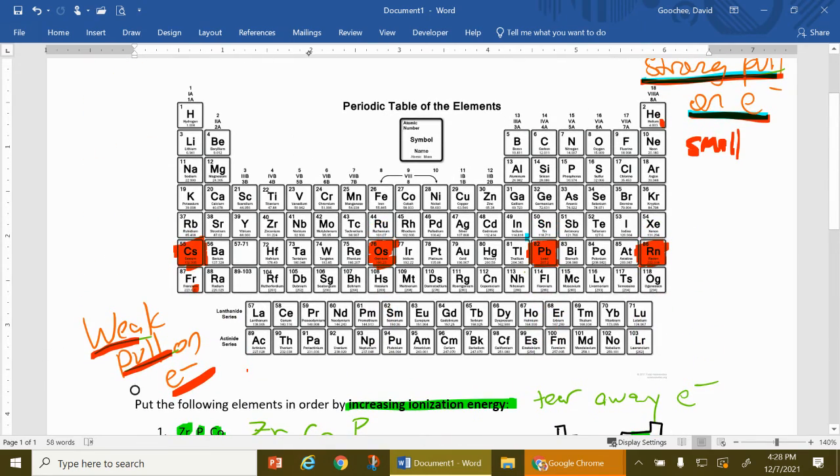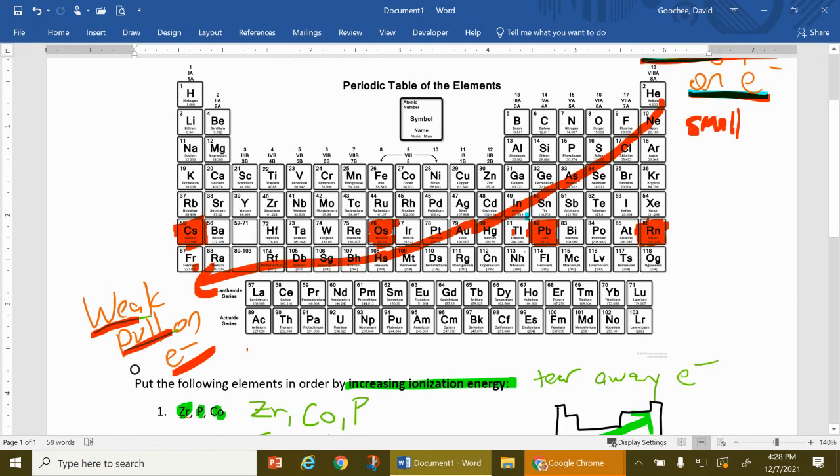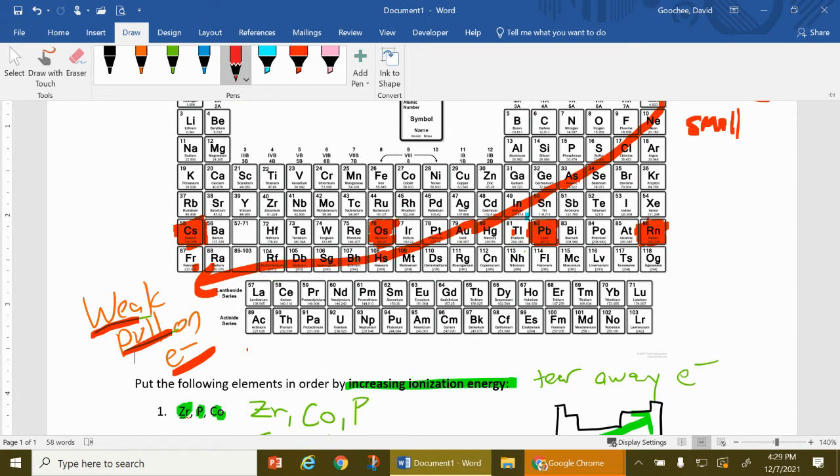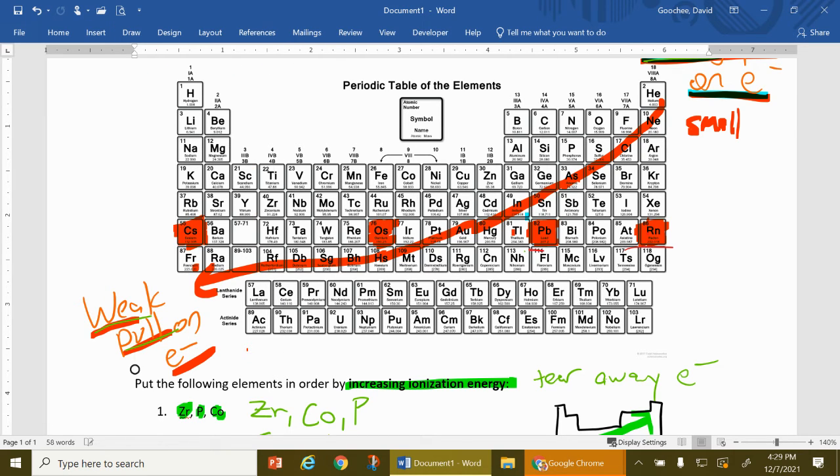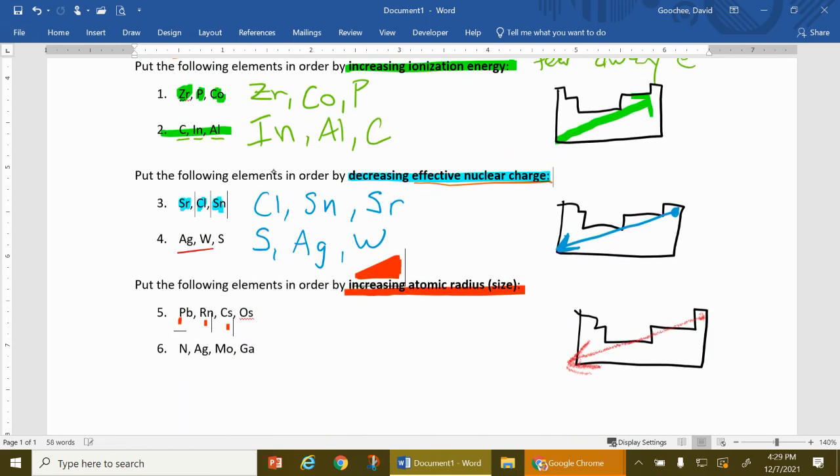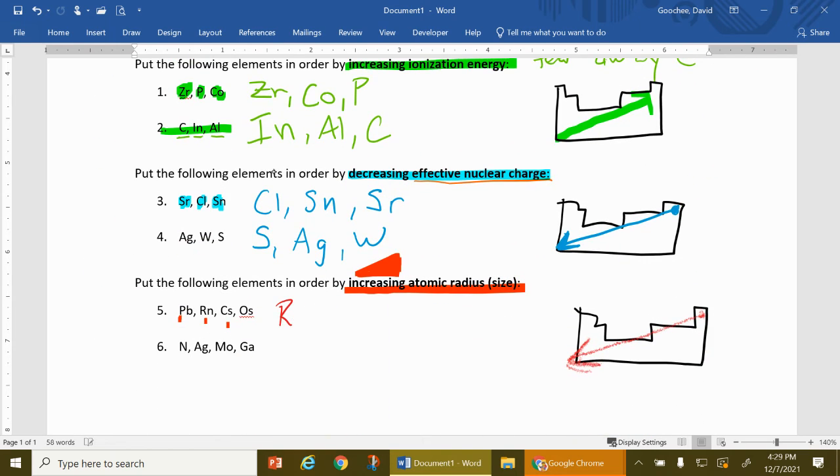Okay, so if we're moving from the top right to bottom left, then the smallest element is going to be radon, followed by lead, then osmium is bigger, and then cesium is biggest. So the order here is radon, lead, osmium, and cesium, because that's putting them in order going in this general direction. Let's try the next one.